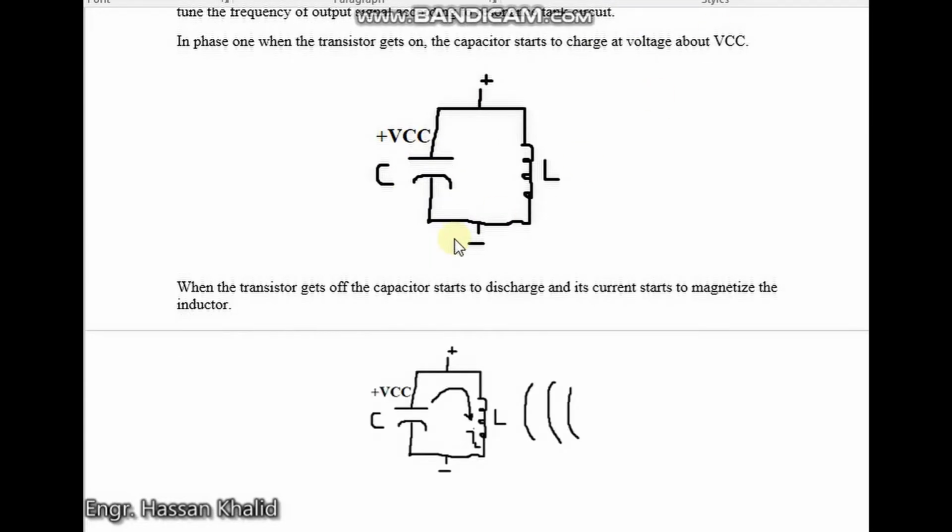Now in phase 2, when the transistor gets off, the capacitor that has been charged will start to discharge through the path of the inductor, and the current will start to magnetize the inductor until the point is reached when all of the energy from the capacitor has been transferred to the magnetizing phase, that is, the magnetic field, the energy required to fully magnetize this inductor.